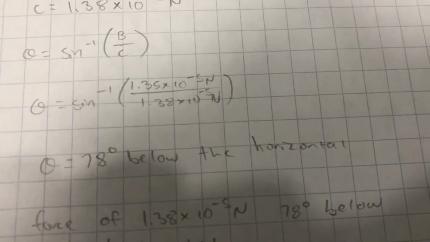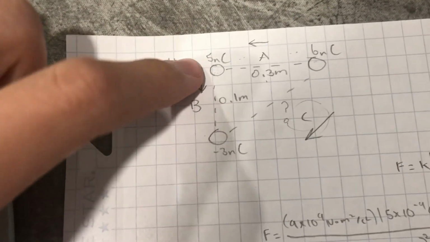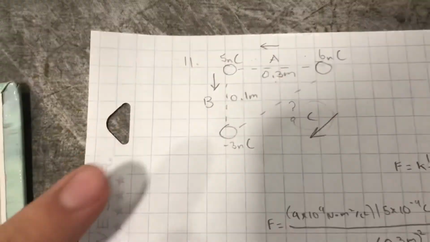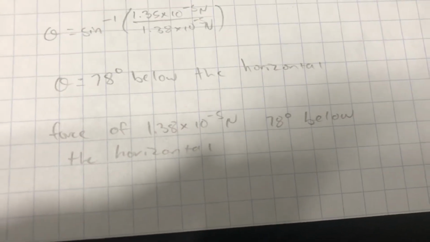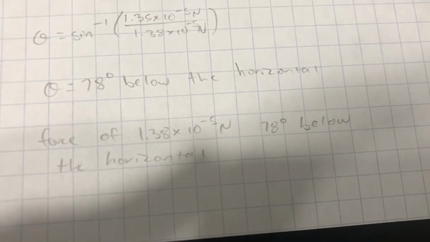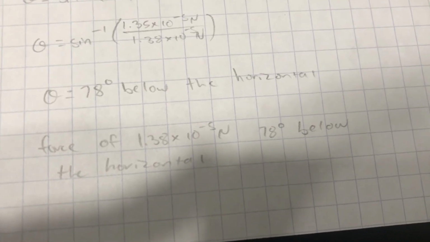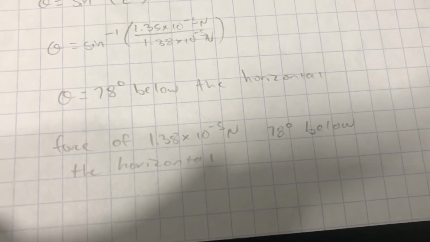And so if we put that in, we get 78 degrees below the horizontal because it's going down and the origin is right here, right? So it's below the horizontal or the X. And so we have our force found. We found our force. And now we have our direction. So the answer will be force of 1.38 times 10 to the negative 5 newtons at an angle of 78 degrees below the horizontal. And that's how you solve number 11.